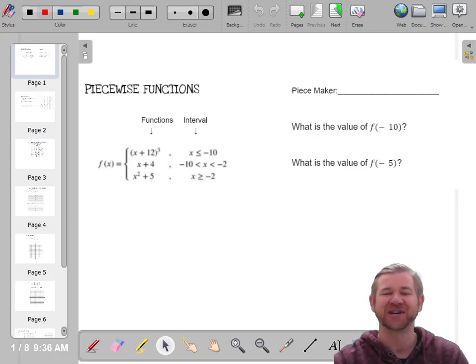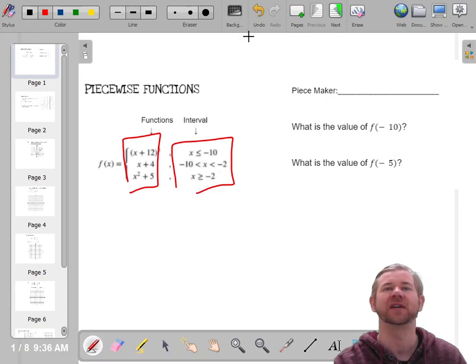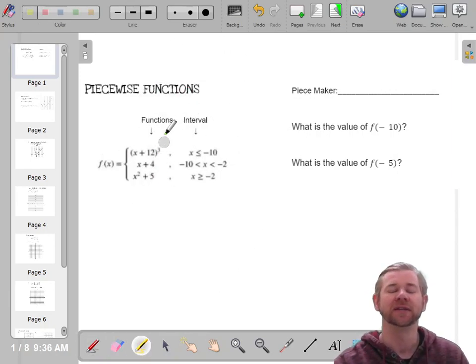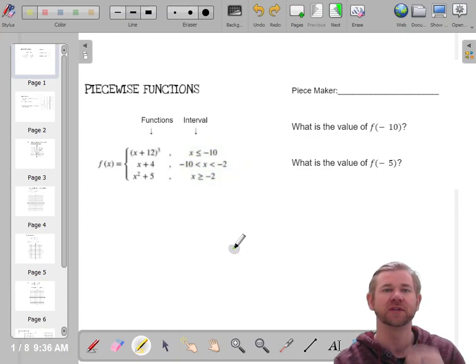Hello everyone, let's talk about piecewise functions. So, a piecewise function has two parts to it. You have a set of functions on the left side, and then you have a set of intervals on the right side. And what you need to realize is that this interval over here on the right is going to tell you which piece of the piecewise function you should use.